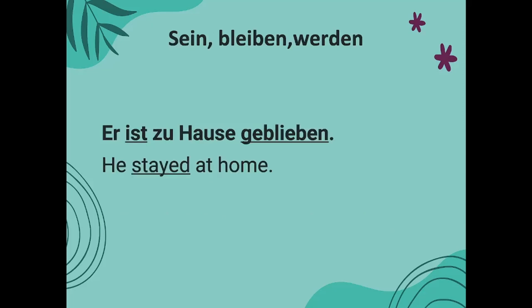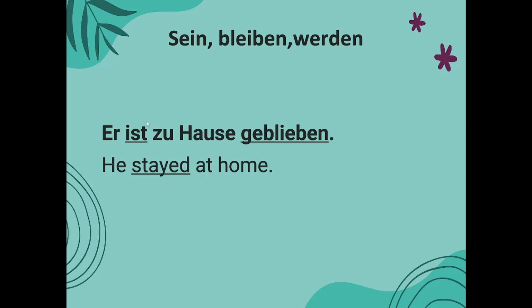So one more example for the third condition. Whenever there is SEIN in your verb, bleiben or werden as the helping verb, then you have to use SEIN. Ist zu Hause geblieben. So bleiben is to stay at home. He stayed at home is the meaning in English. So the bleiben verb got changed to geblieben, and here the SEIN verb got used.